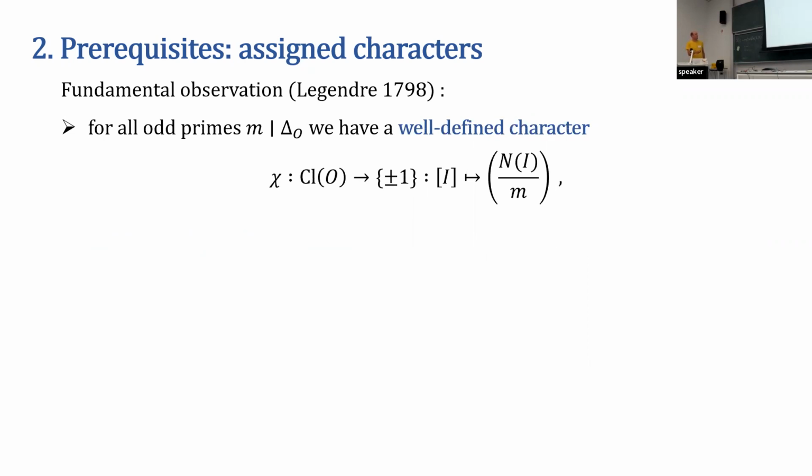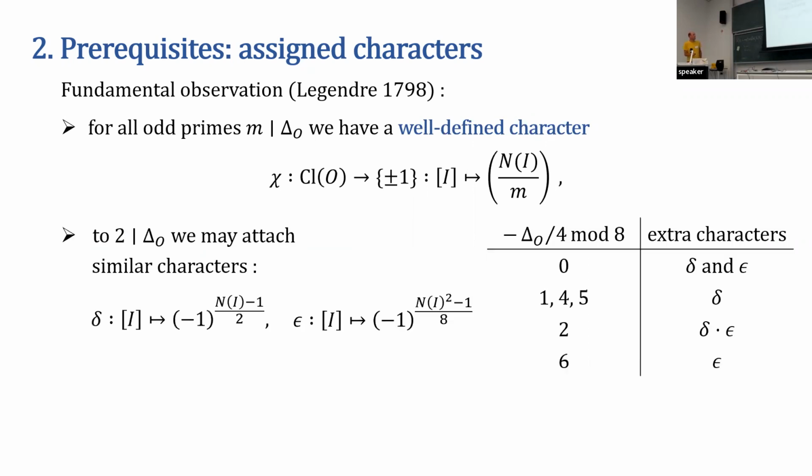You send an element of the ideal class group to plus or minus 1 by sending an ideal class to the norm of any representative, and it's, I mean, it's a Legendre symbol. So this is the canonical example of an assigned character. I will not discuss these. I just included these for completeness.